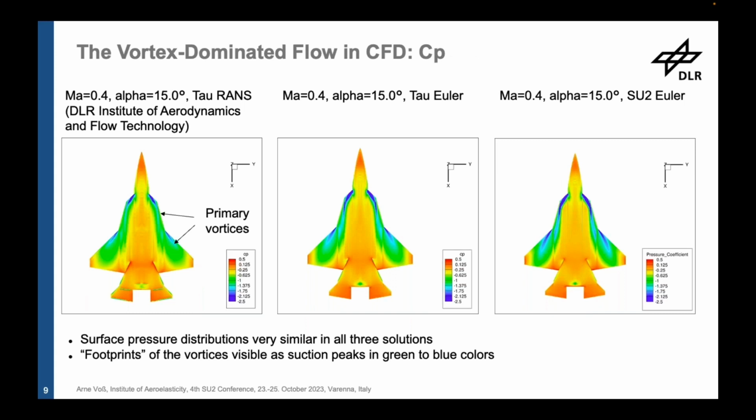The point is that these vortices have a significant influence on the surface pressure distribution of the aircraft in terms of suction peaks. I'm not so sure if you can see that well here on the beamer wall, but the suction peaks here are highlighted in greenish up to blue colors, here at the strake and here at the leading edge of the main wing. And again, the good news is that the surface pressure distributions in all three computations look very similar. So what I call the footprints of the vortices are captured, and this is here the key to success, I would say.